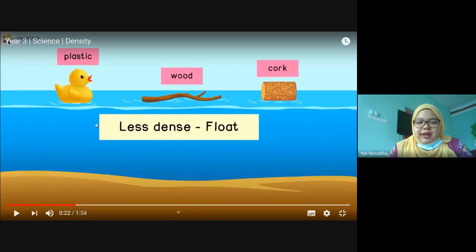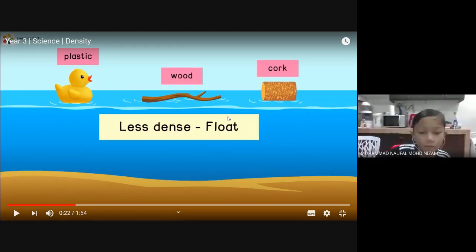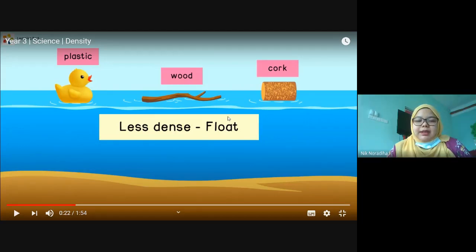All right. So we have the example of materials that float here. Okay. Anyone can tell teacher what is the meaning of float? What is the Terapung? Ability for them to stay on the surface of water. So hopefully all of you know what is the meaning of float. So when an object is less dense than water, they will float. They will stay on the surface of water.